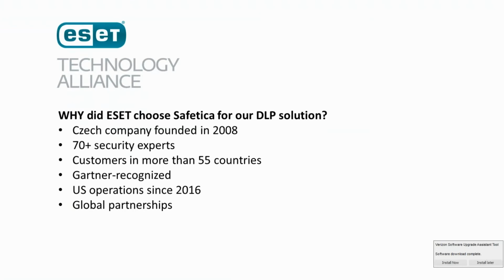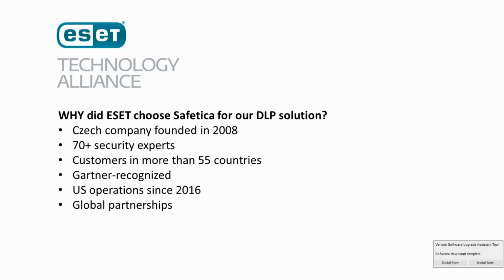And sometimes the customers want to know, because we are not ESET, we are Safetica, an independent company, they want to know about our company and why ESET chose Safetica to be a member of the Technology Alliance. So just about our company, we were founded in 2008. Our headquarters is in Prague, Czech Republic. For now, we have about 70 people in the company and customers in more than 55 countries. We are also Gartner recognized.